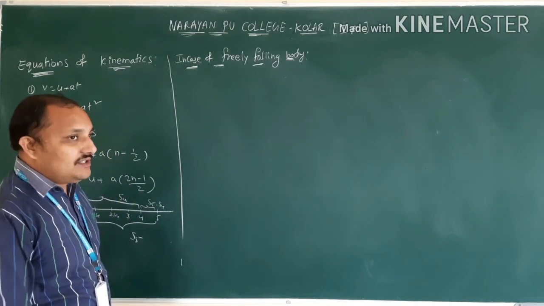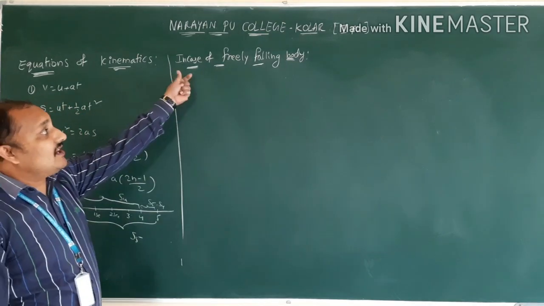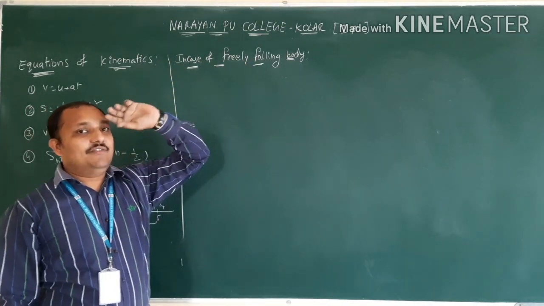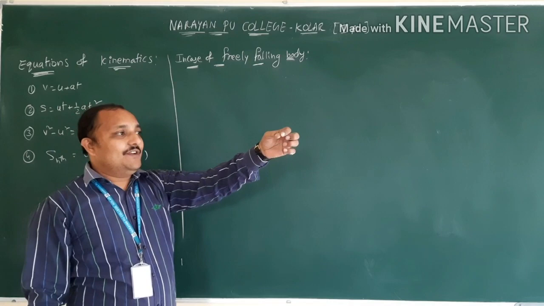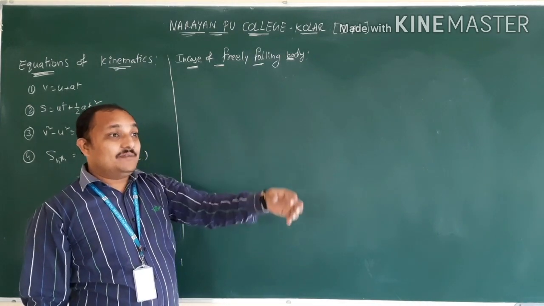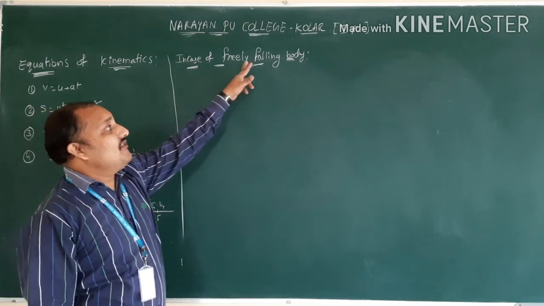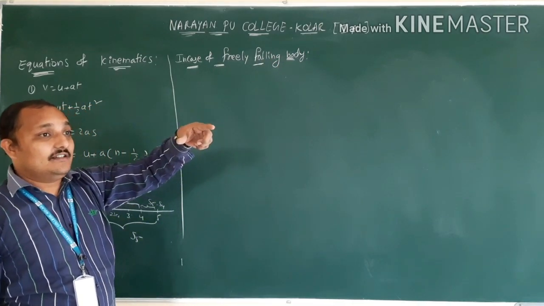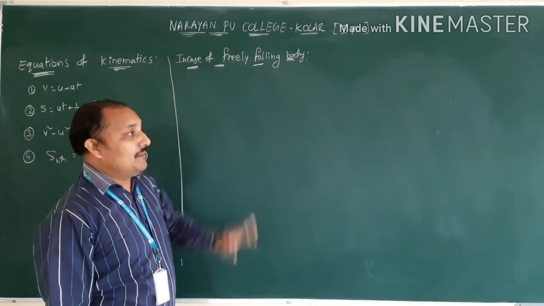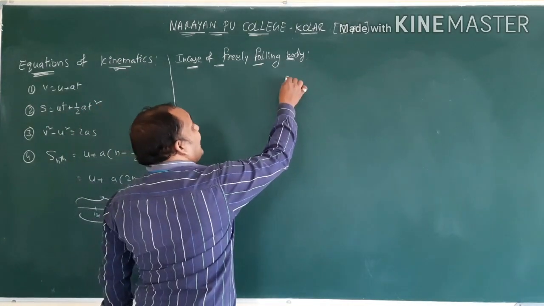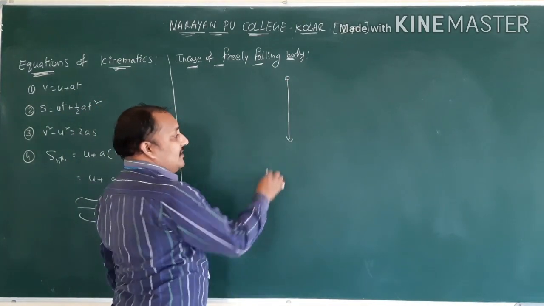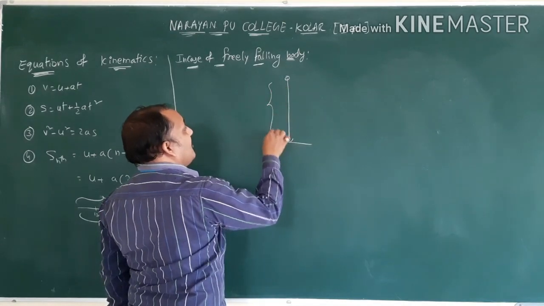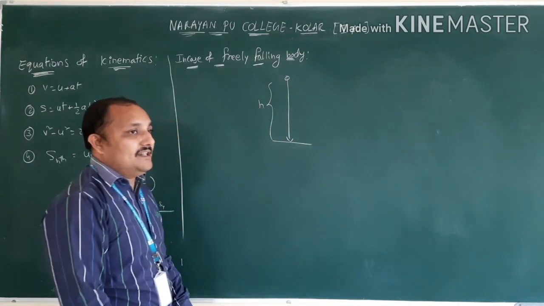So now we are going to see the first case: a freely falling body. If you drop any object, we call it a freely falling body. An object dropped from a certain height is nothing but a freely falling body. If you drop one object from a certain height, it goes downwards. From what height did we drop it? h.